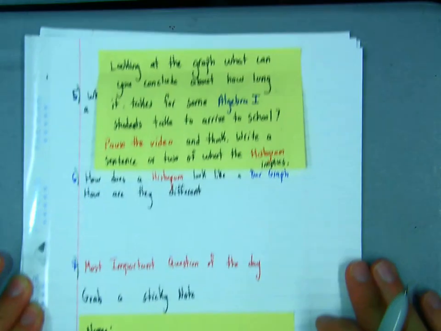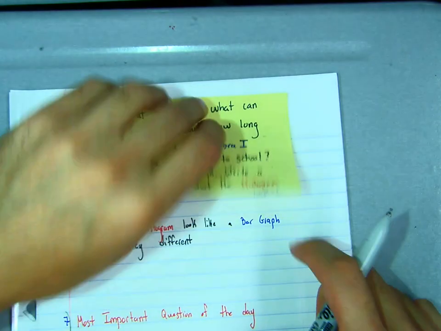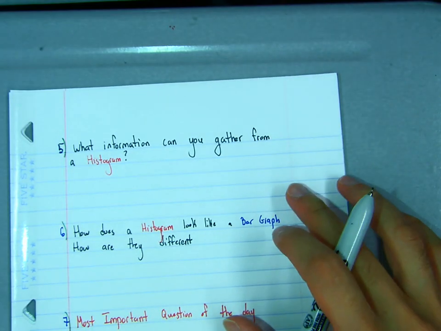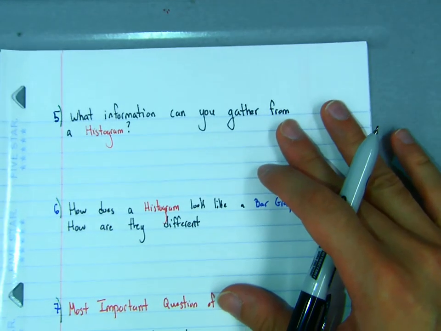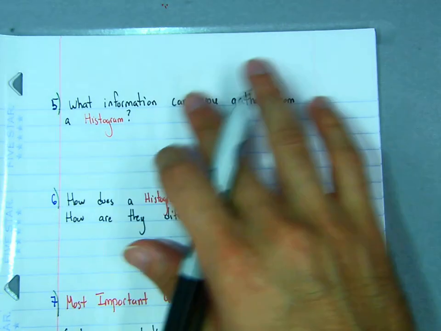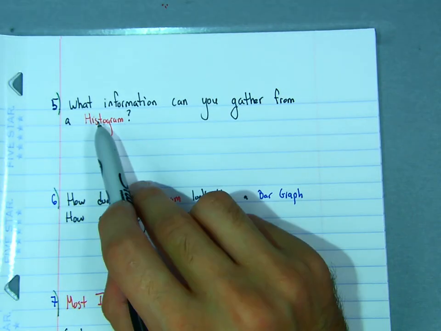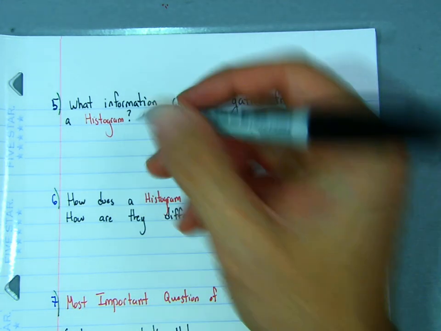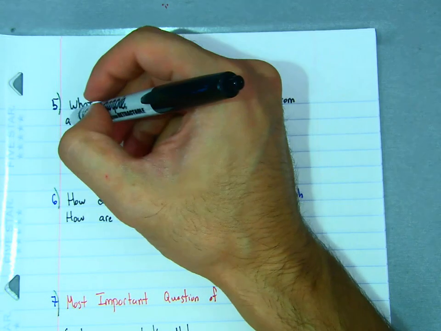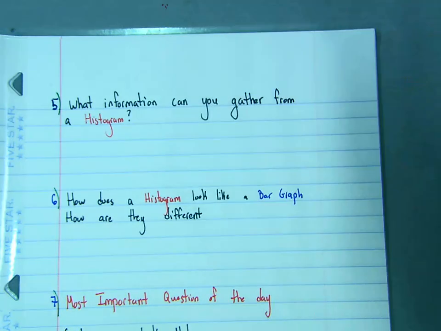Here, let's take a look at these final questions. Let's take a look at this one. Question 5. It says, what information, and if you want, take a second and pause the video to write this down, right? Pause the video. And here, what information can you gather from the histogram?